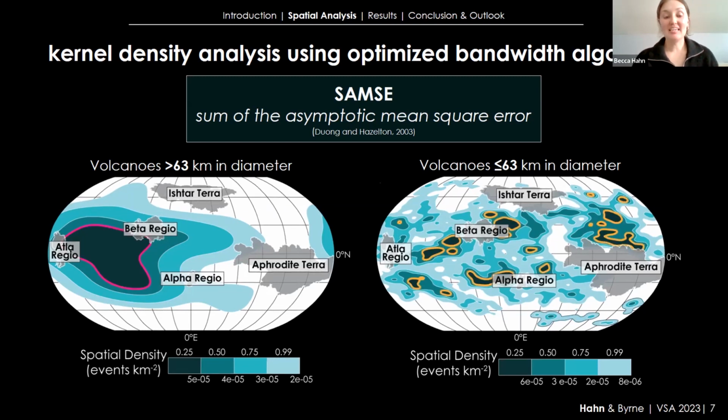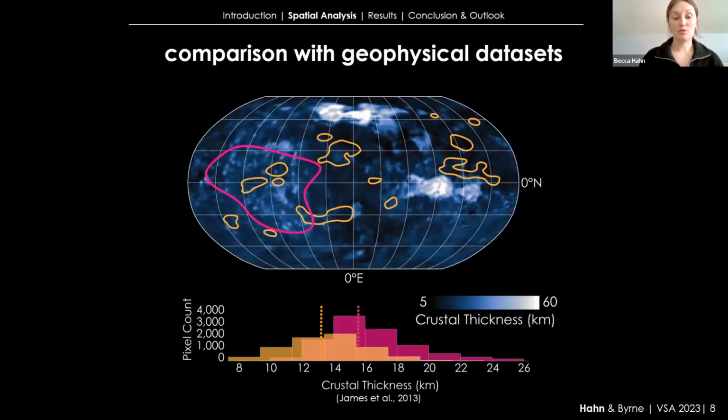Here in particular, I want to focus on these high volcano spatial density regions. I apologize in advance, I'm going to say high volcano spatial density region 1,000 more times. These are the regions where we see the highest concentrations of volcanoes. On the left map, it's shown in the pink region, and on this map, the orange colors are the volcanoes that are less than or equal to 63 kilometers in diameter.